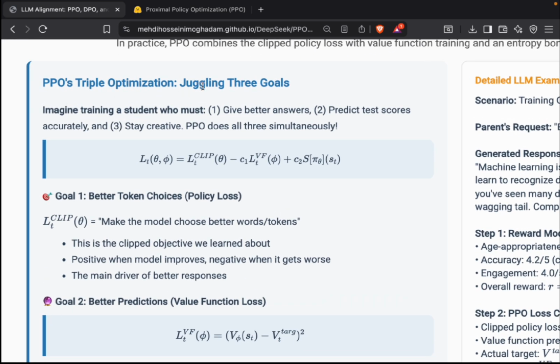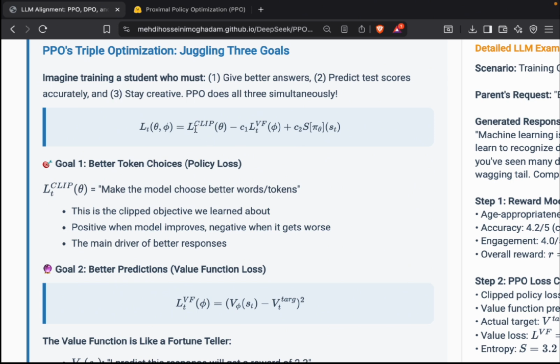PPO's triple optimization, juggling three goals. Imagine training a student who must give better answers, predict test scores accurately, and stay creative at the same time. What happens in PPO's triple optimization is that all three should happen at the same time. So we have the loss of the clip, the loss of the value function, and also the entropy bonus on the policy.